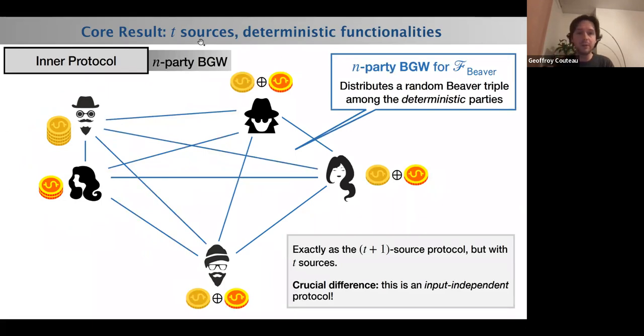And then all parties together run a distributed BGW protocol for the randomized functionality that outputs random Beaver triples only to the three deterministic parties here. That's exactly like our warm-up protocol, the T+1 source protocol. But the crucial thing is that now I'm only applying this protocol in a safe context, because this functionality is independent of the inputs. So even in a world where the two sources are corrupted, nothing too bad can happen, because nothing in this protocol will ever depend on the private inputs. Okay.